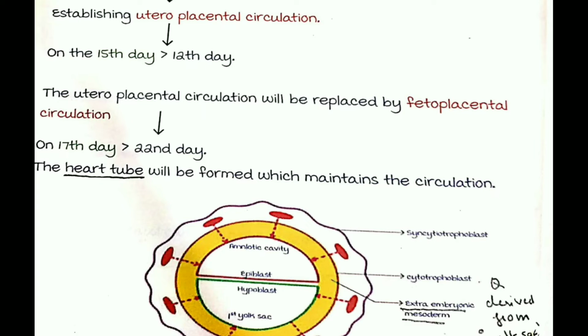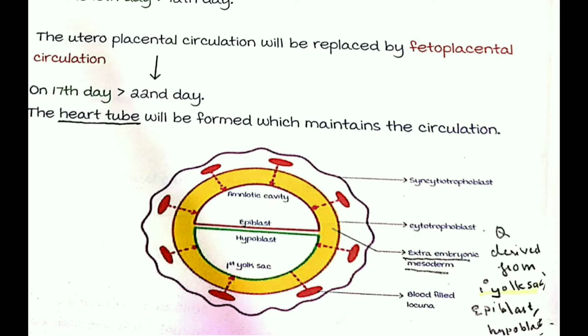So this fetoplacental circulation is formed on the 17th day. Earlier it was the 22nd day. So recently it is said that the fetoplacental circulation is formed on the 17th day. So the heart tube will be formed, and it maintains this fetoplacental circulation.